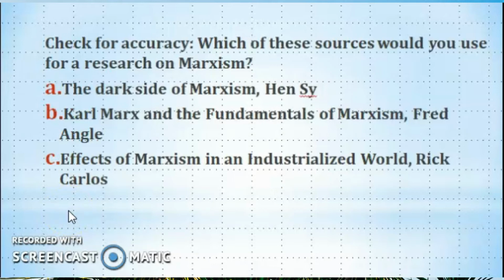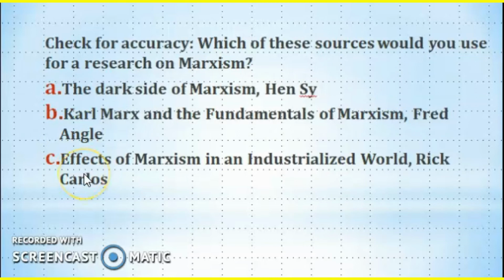Now let's try to check if you know how to locate a source using the accuracy. So which of these sources would you use for a research on Marxism? Is it A, B, or C?